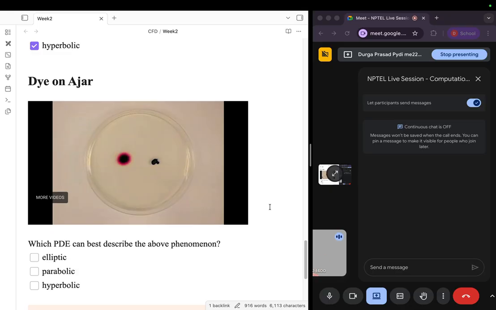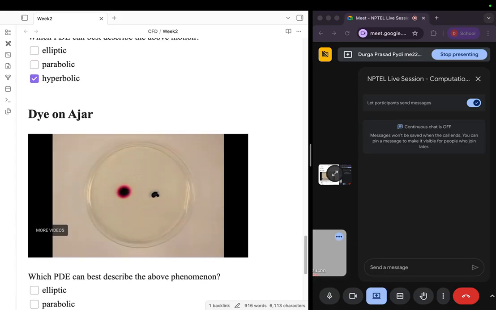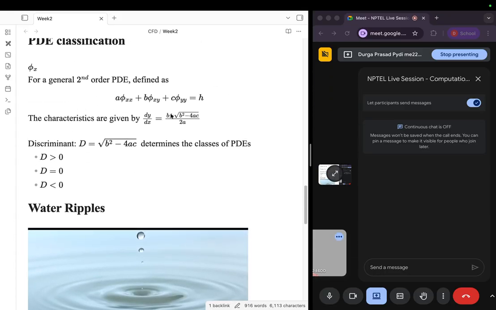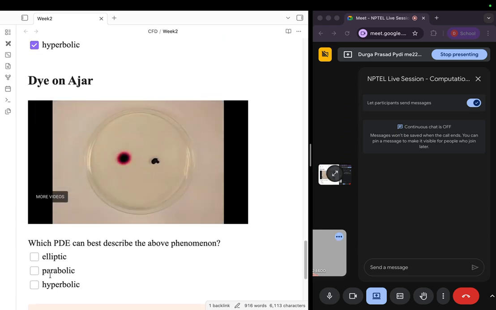To put it in other words, the domain of influence here is such that any disturbance that is caused here has been felt by every other particle in this vicinity. Then we will call that a parabolic phenomenon. This happens when we have b square minus 4ac, or the discriminant, equal to 0. Is the difference between these two phenomena clear?